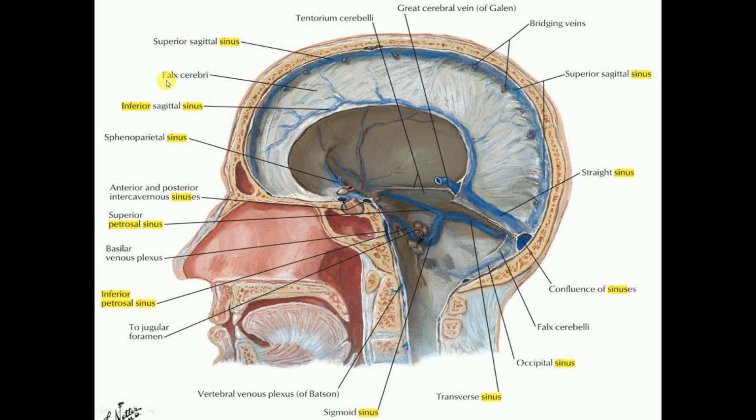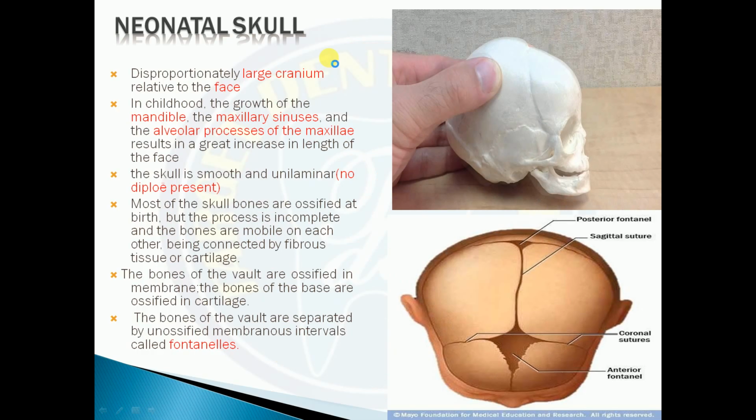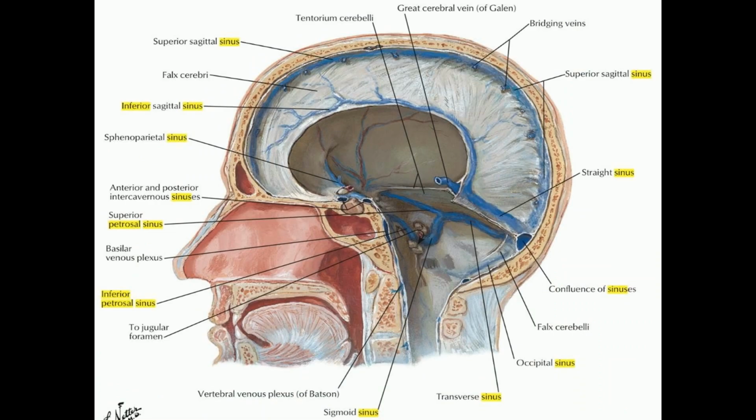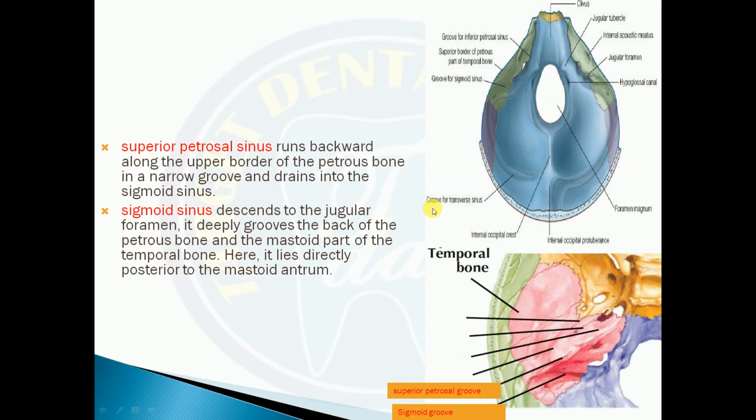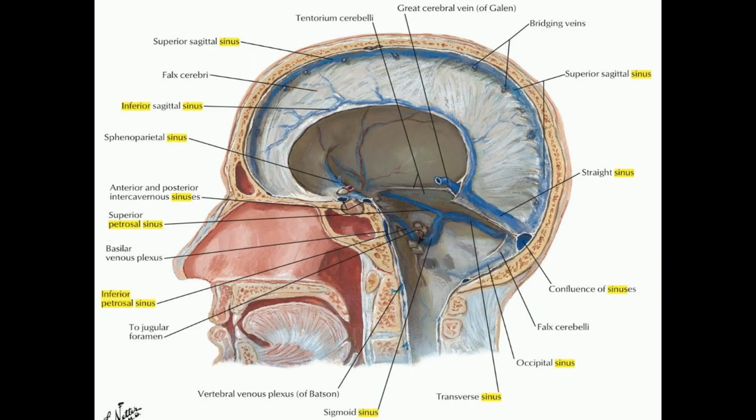This is your superior petrosal sinus. It runs backward along the upper border of your petrous bone, and it drains into the sigmoid sinus.